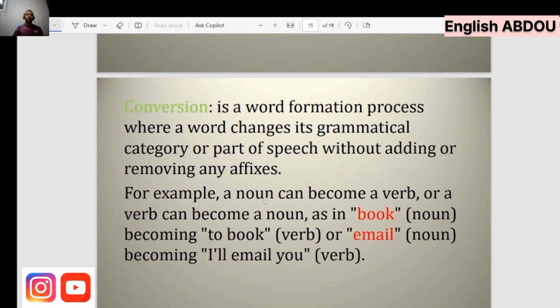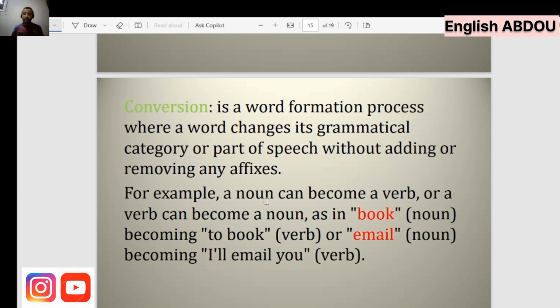Another process, conversion. Conversion, of course, is a word formation process where a word changes its grammatical category or part of speech without adding or removing any affixes. So here in conversion, we just convert a word from noun to verb, or from verb to noun or to adjective, according to the context where the word is found. For example, we have book. So book is a noun as a noun.